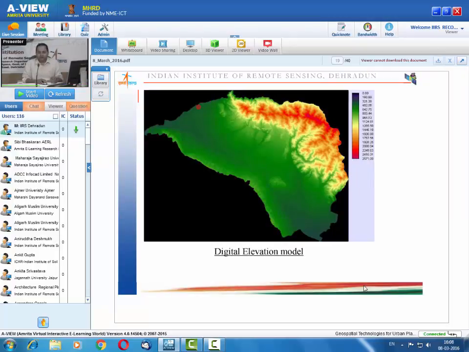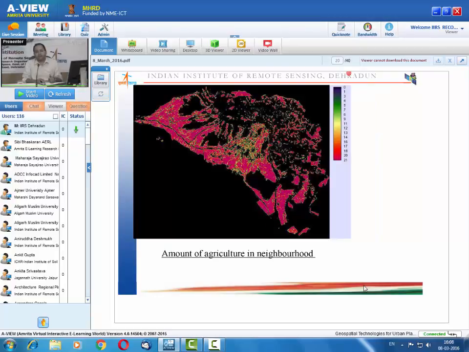This is the digital elevation model we have used. See, this area is more or less flat, because this is the foothills, and this is the hilly part, and this is basically the plain area. This is the valley, you see. And this shows the amount of agricultural land in the neighborhood of each cell. The larger the amount of agricultural land, maybe you can say the less the infrastructure available.